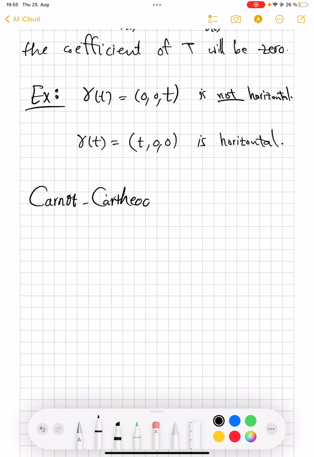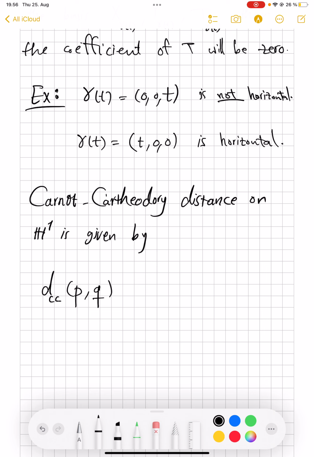The Carnot-Carathéodory distance on H1 is given by the following. The distance d_CC of two points P and Q will be the infimum of the length of gamma such that gamma joins P and Q, but now we only allow horizontal curves. It's horizontal and joins P to Q.